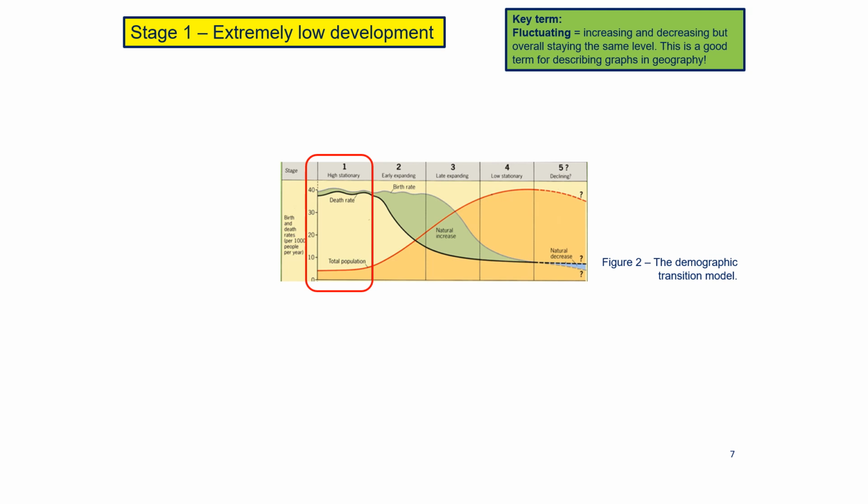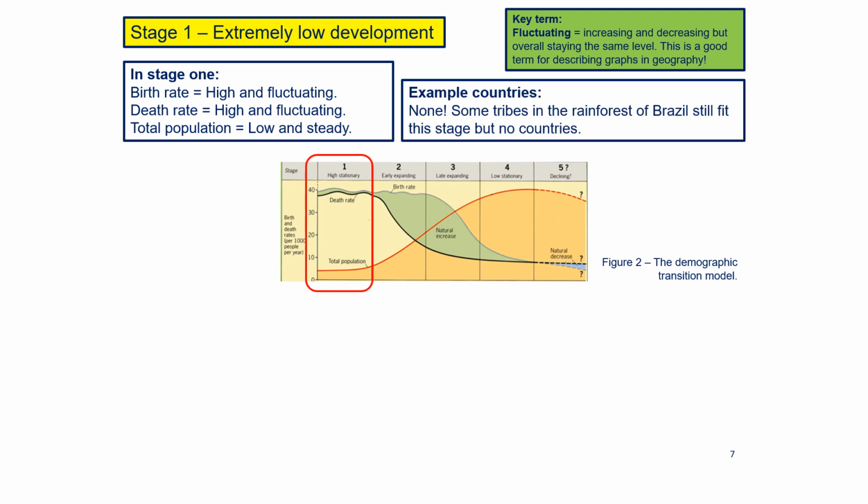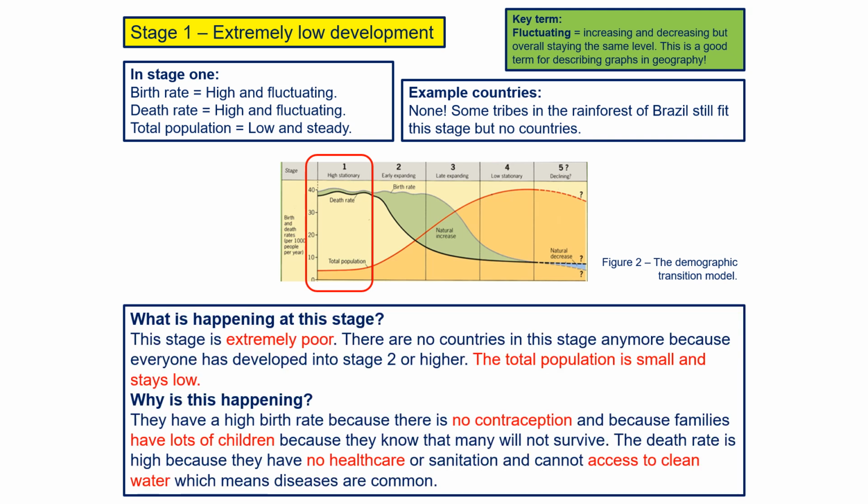So in stage 1 of the demographic transition model, this is extremely low development. Okay, so the birth rate and death rate are both really high, and the total population is low. There are no countries that are in this stage, however some tribes in the Brazilian rainforest still do fit into this. So what you need to write down, stage 1, birth and death rate high, total population low, and then we need to write down a reason why this is the case.